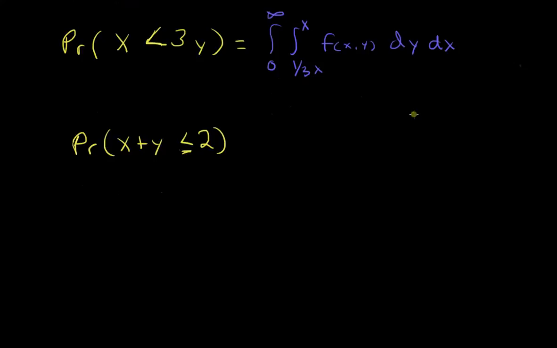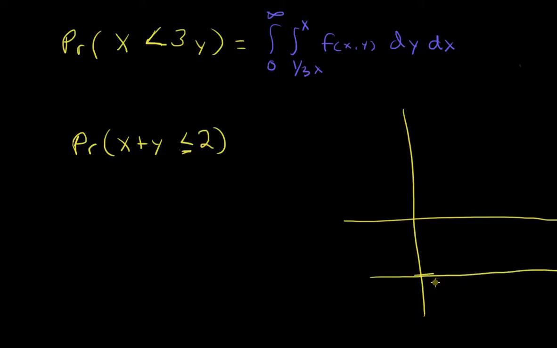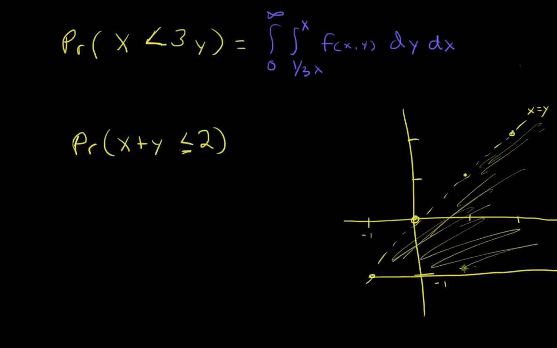Okay, let me redraw my graph for my support. All right, here is -1. So here is x equals y. So my support is down here. All right. So now I'm in this situation where x plus y, I want it to be less than or equal to 2. So let me go ahead and graph x plus y equals 2.